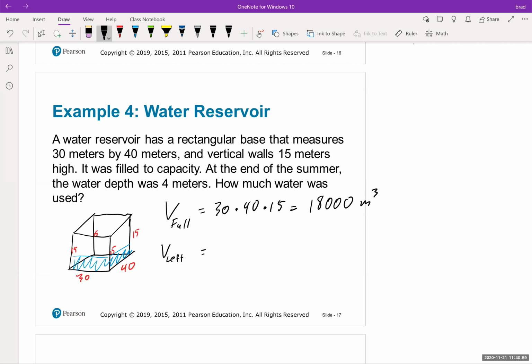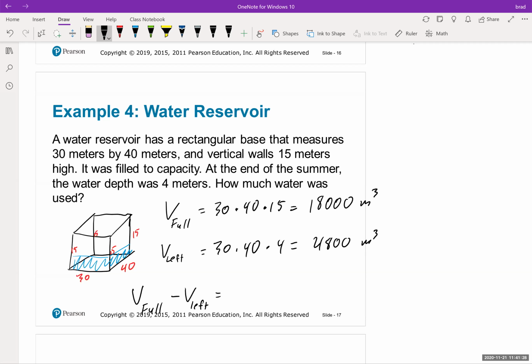Okay, so now here's the thing. They said at the end of the summer, the water depth was 4 meters. So that means it's still 30 times 40, but now the water is only 4 meters tall. So we're going to do 30 times 40, but now times 4. And that would be 4,800 meters cubed.